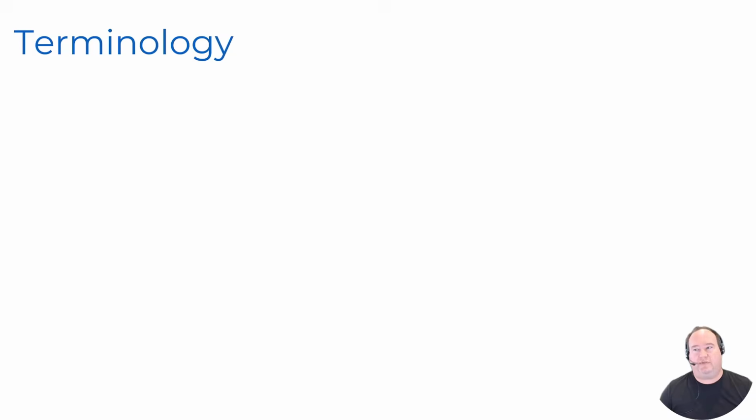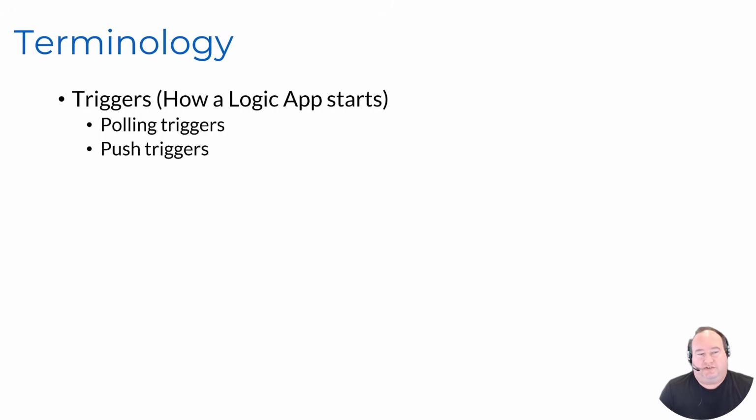Let's talk about a little bit of terminology. Triggers: you'll hear about triggers a lot in Logic Apps, and this is really how they start. There are two main types of triggers: polling-based triggers and push-based triggers. Polling-based does exactly what it sounds like. It's essentially a timed process that goes looking for new messages, like in a queue, for example, every 3 seconds or every 30 seconds. And then push triggers are where things call into that logic app. Like an HTTP endpoint, you could call into that logic app to trigger it to execute.